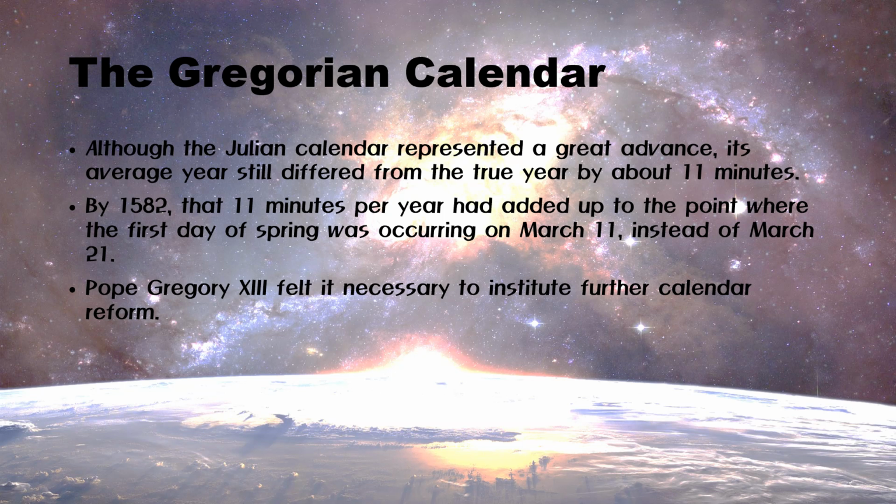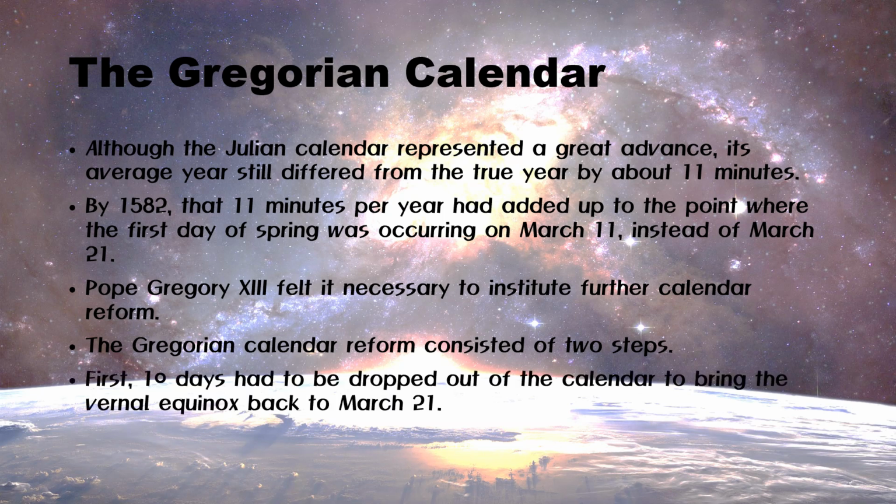Pope Gregory XIII felt it was necessary to institute further calendar reform before, all of a sudden, Easter is going to be around when we have Christmas. So the Gregorian calendar reform consisted of 2 steps. First, 10 days had to be dropped out of the calendar, bringing the vernal equinox back to March 21st. That's when the equinox was supposed to be, and we were out of sync with it, so he's like, we just need to drop some days out just to bring it back in sync.